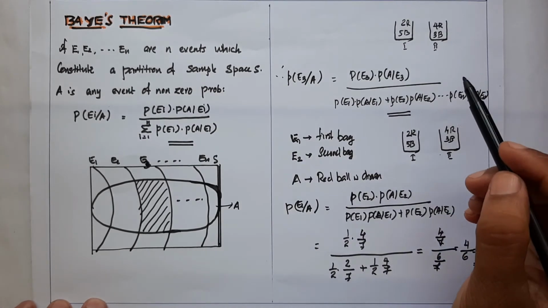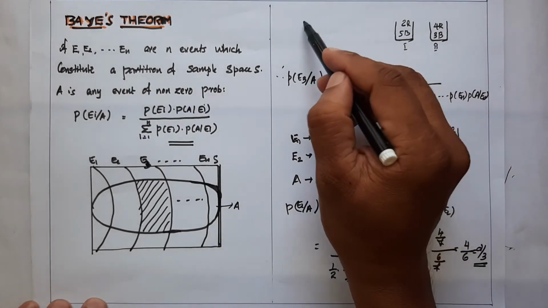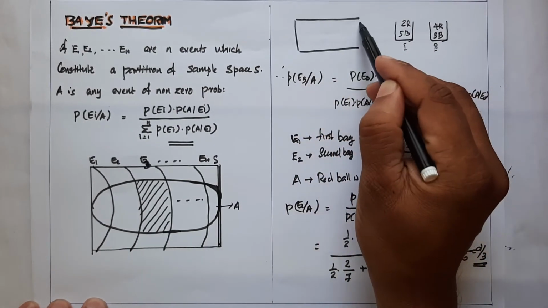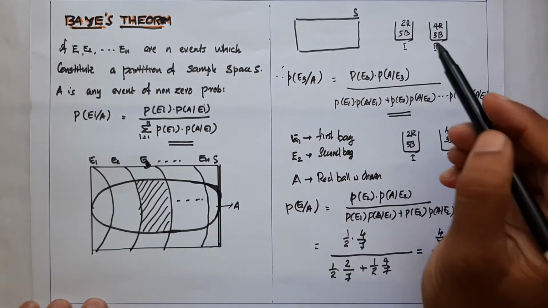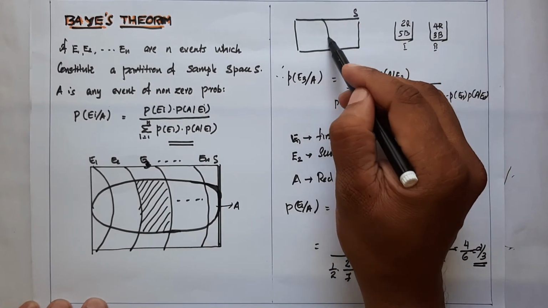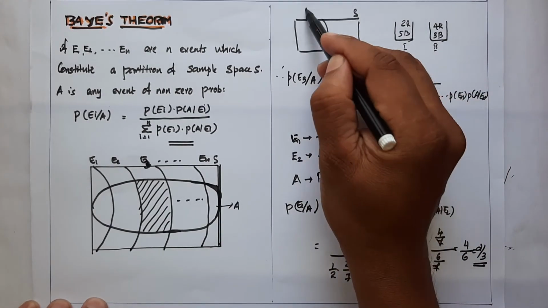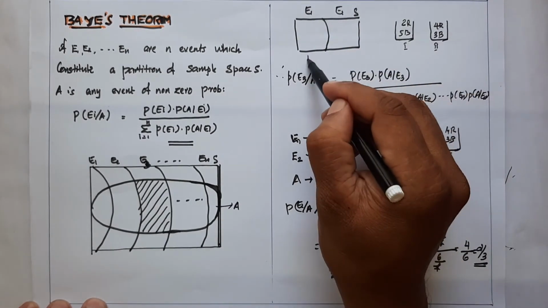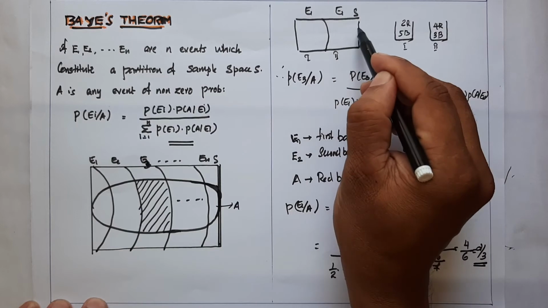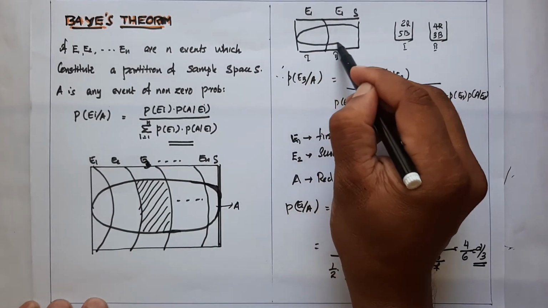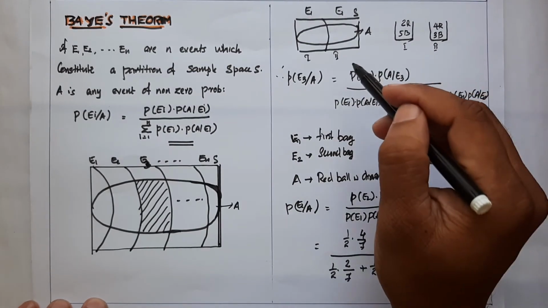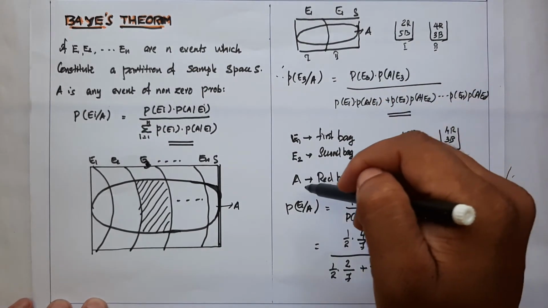Okay. Actually, the representation of this problem is: here is a sample space. There are 2 partitions, that is E1 and E2. They are the first bag and the second bag. These two partitions cover the sample space, and an event A has occurred. Here we have to find the probability of E2 given A.